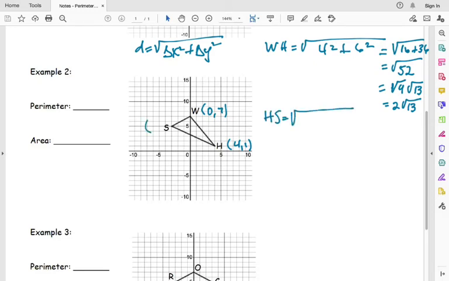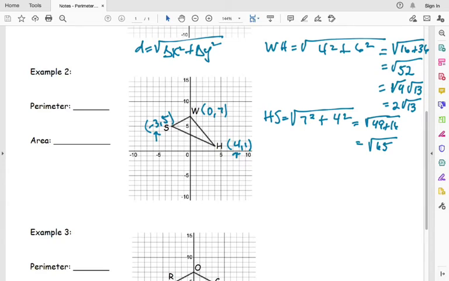S is at the ordered pair (-3, 5). So if I'm going to go from H to S, my x's are changing from 4 to -3. That's a distance of 7 units. My y's go from 1 to 5, which is a distance of 4 units. So that would be the square root of 49 plus 16, which simplifies to be 65. That breaks up into 5 times 13, which doesn't have a pair of numbers that can simplify that any further. So we're going to leave that one just like that.